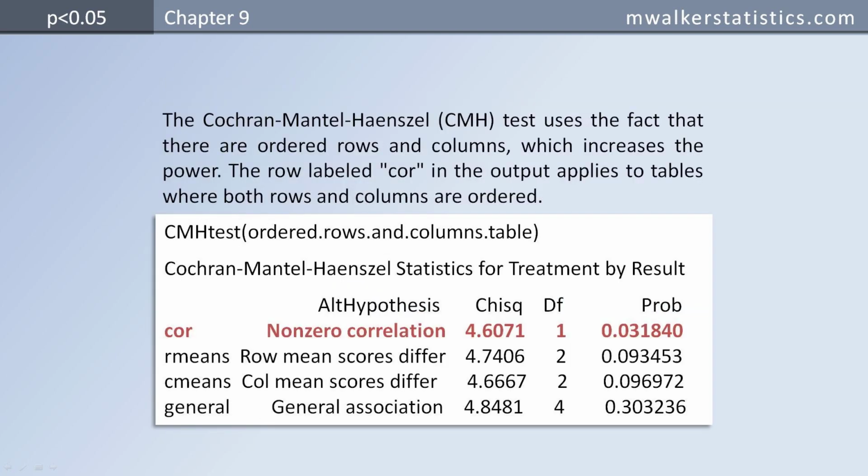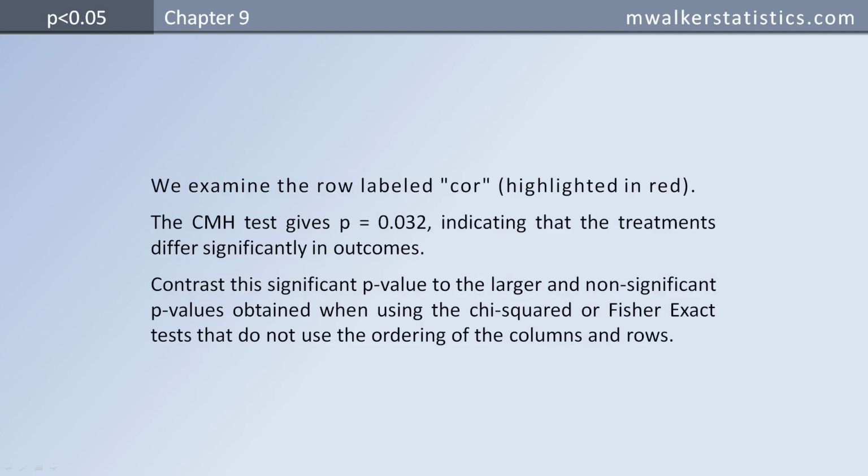The Cochran-Mantel-Haenszel CMH test uses the fact that there are ordered rows and columns, which increases the power. The row labeled cor in the output applies to tables where both rows and columns are ordered. We examine the row labeled cor. The CMH test gives p equals 0.032, indicating that the treatments differ significantly in outcomes. Contrast this significant p-value to the larger and non-significant p-values obtained when using the chi-squared or Fisher exact tests that do not use the ordering of the columns and rows.